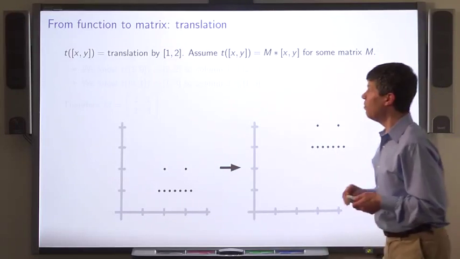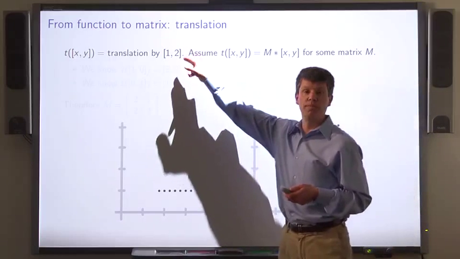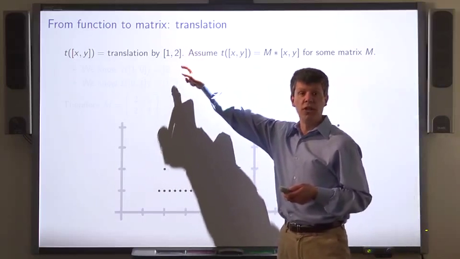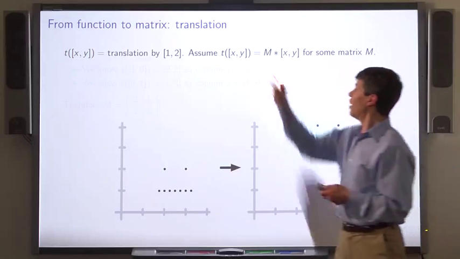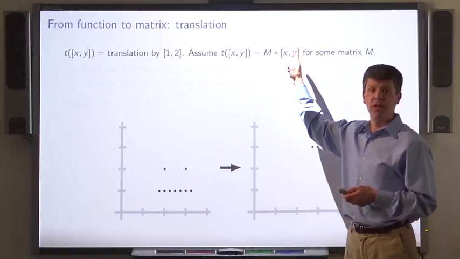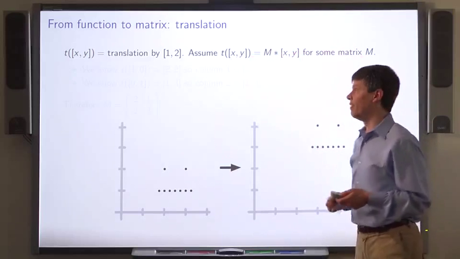Try one more example, translation. So translation by 1, 2, meaning we move the input 1 unit to the right and 2 units up. Assume this function is defined by matrix vector multiplication for some matrix M, and let's figure out the entries of M.